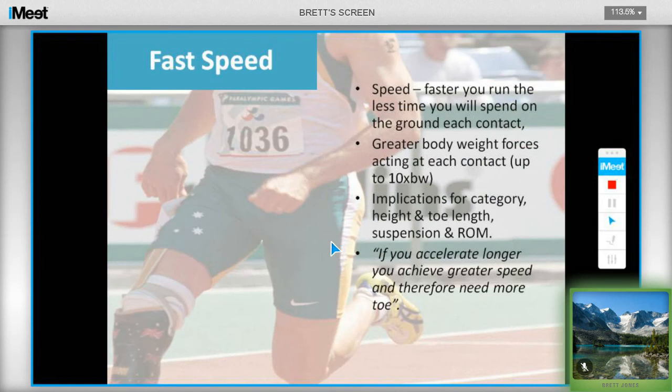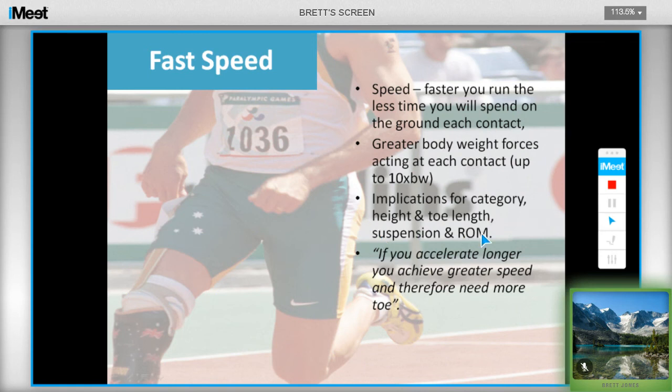The other thing that happens when we run faster is that the less time you spend on the ground. So there are greater body weight forces acting at each contact, up to 8 to 10 times the body weight depending on how fast you're running. This has implications for the category or the stiffness and also the height of the limb. At fast speeds, we don't need a lot of toe length because we're in an upright position, but obviously you've got to accelerate. So if you're trying to accelerate in a short period of time, then you might need more toe. But if you're just gradually building up to a fast speed, like a 400-metre race, then you may not need as much toe length in that scenario.